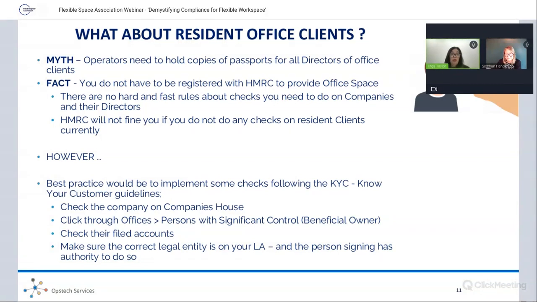I tend to click through on the beneficial owner to see how many directorships they have, because I just think it's a gut feeling more about whether that person is in lots of companies. You can look at their filed accounts. You could Google them if you wanted to, the same way that you would do with a VO. But the most important thing is that you've got the correct legal entity on your license agreement or contract, and it's signed by somebody who has authority within the business to sign it, because that just protects you.